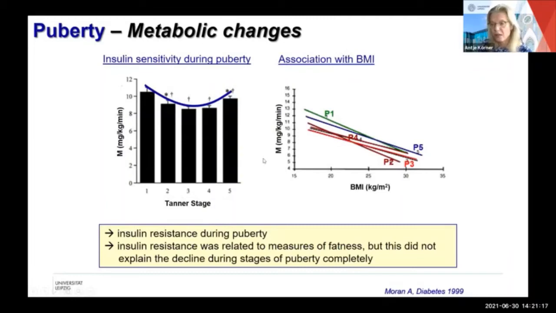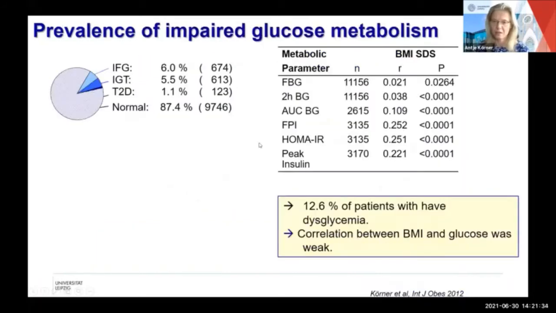However, what you also see is that no matter at what pubertal stage you are, across all pubertal stages, the insulin sensitivity declines with an increasing body mass index. And that effect is actually much stronger than this pubertal insulin resistance.